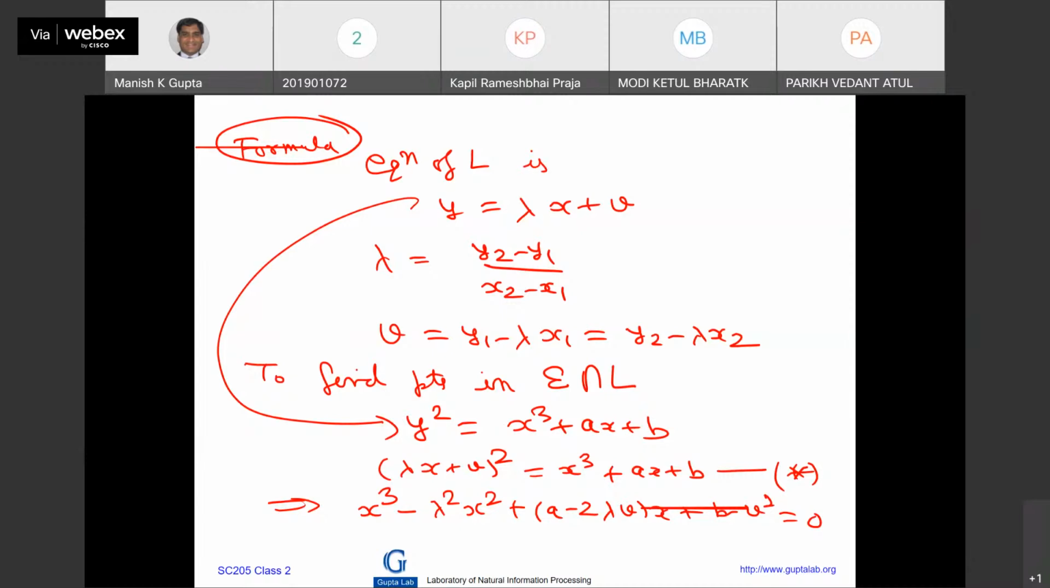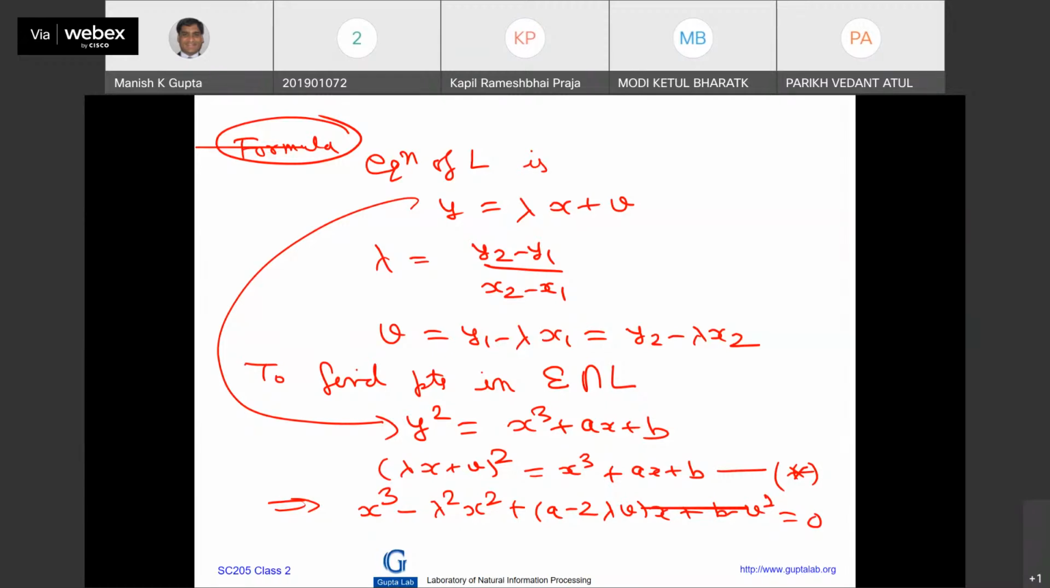I mean, you're just raising it, simplifying it, and transferring on one side. So we get an equation in x cube, a degree 3 equation in x. Now remember, x1 and x2 are known to us because those are points on the curve. What I want is the formula for the third point, x3 and y3, because P plus Q is equal to some point R. I want to find the coordinates of R.